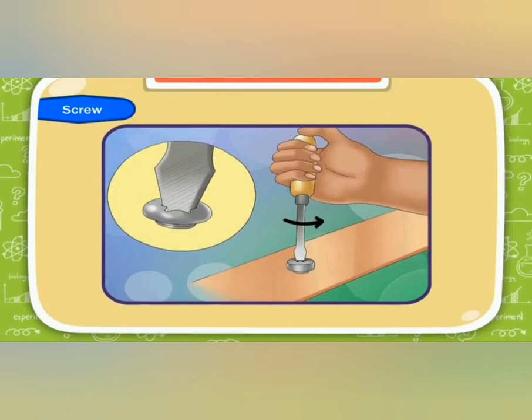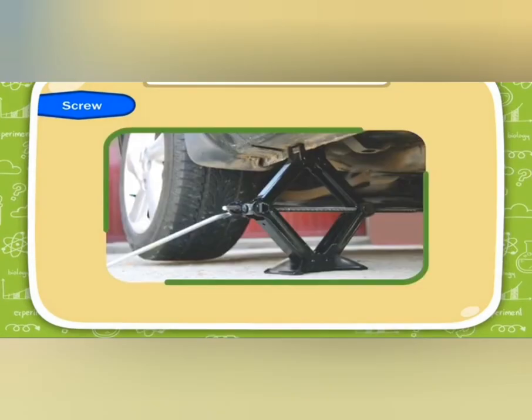It is used to hold things tightly together. A screw is more effective than a nail as it holds things together through a longer distance. Thus, things cannot be separated easily. A nail can hold things only through a shorter distance, but a screw can hold through a longer distance.